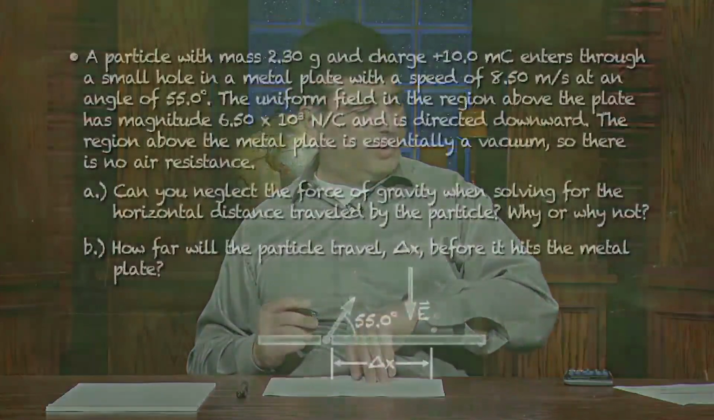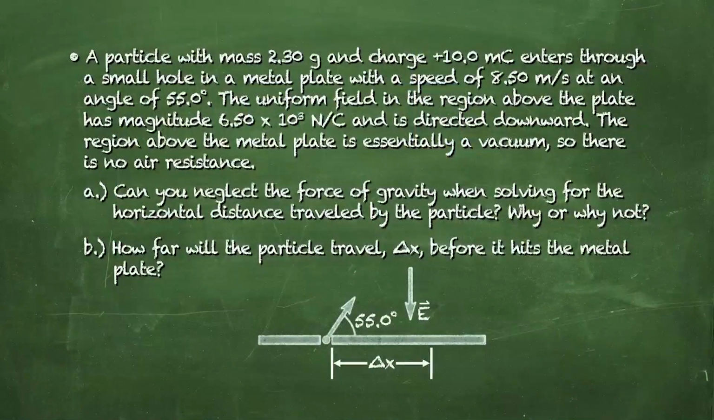Let's do another exercise. A particle with a mass of 2.30 grams and a charge of 10 millicoulombs enters through a small hole in a metal plate with a speed of 8.5 meters per second at an angle of 55 degrees. The uniform field in the region above the plate has magnitude 6.5 times 10 to the 3 newtons per coulomb and is directed downward. And there's a diagram here so that you can see that. The region above the metal plate is essentially a vacuum, so there is no air resistance.